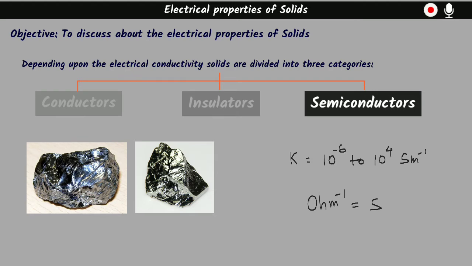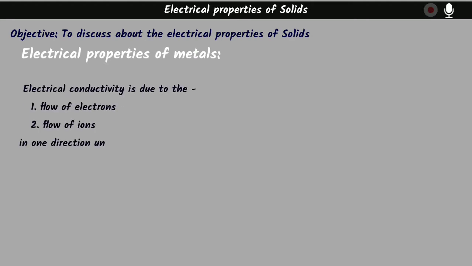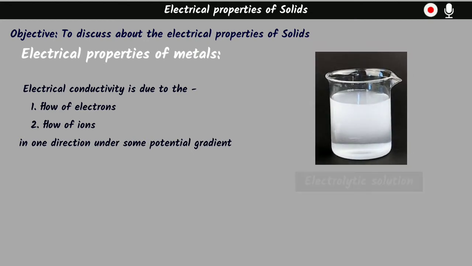Now let us discuss the electrical conductivity of metals only. We already know that electrical conductivity is due to the movement of electrons and the movement of ions. But in the case of metals we don't have any ions, because ions are observed in electrolytic solutions. So what are electrolytic solutions? When we add some ionic solid, let's suppose sodium chloride, a normal salt, in water.